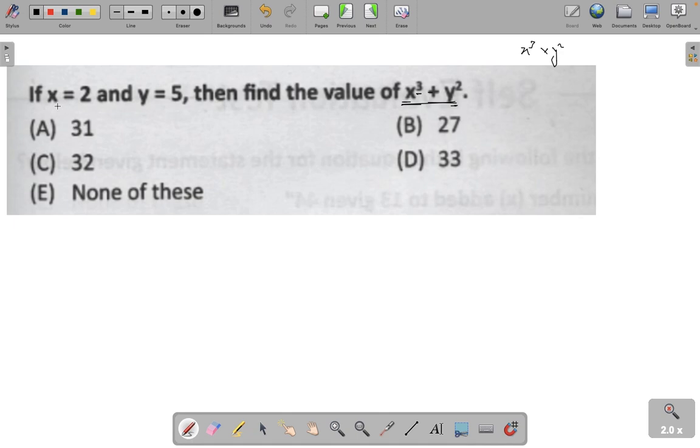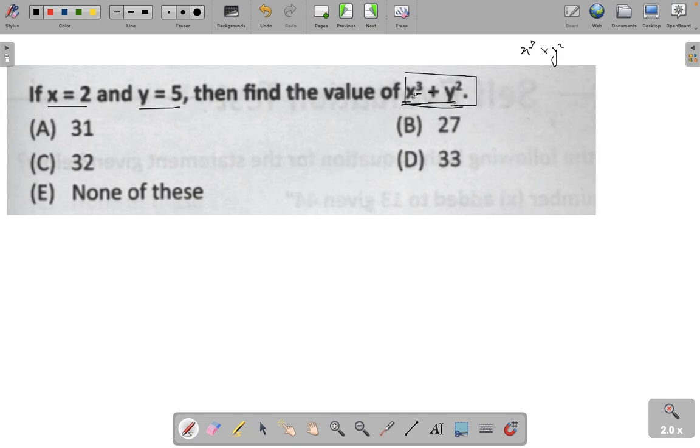Now, you have to just substitute the value. So you are given an algebraic expression, right? You have to find the value when the values of x and y are given. So for such questions, just substitute the values. Instead of x, just plug in 2. Instead of y, just plug in 5. Can you tell me what will be the answer if you just plug in the values?